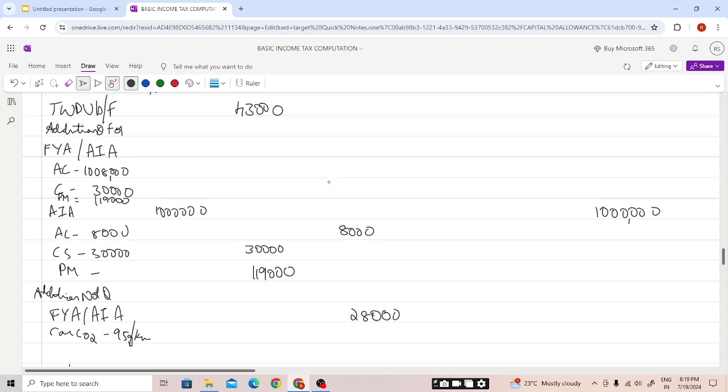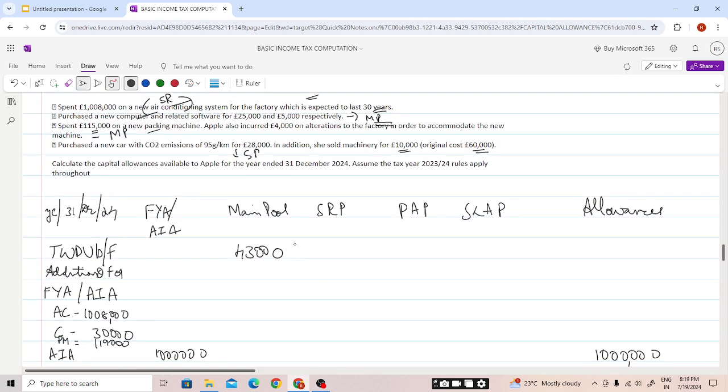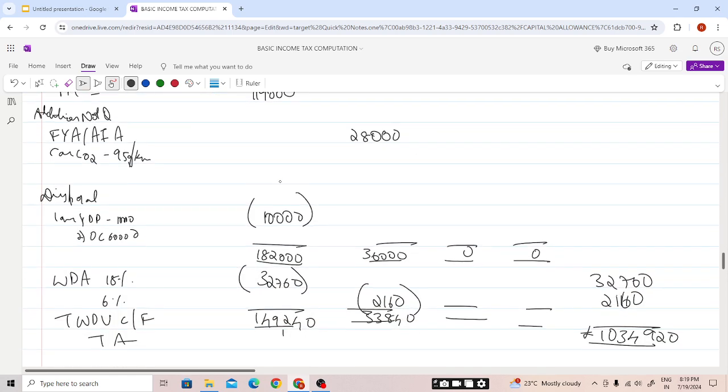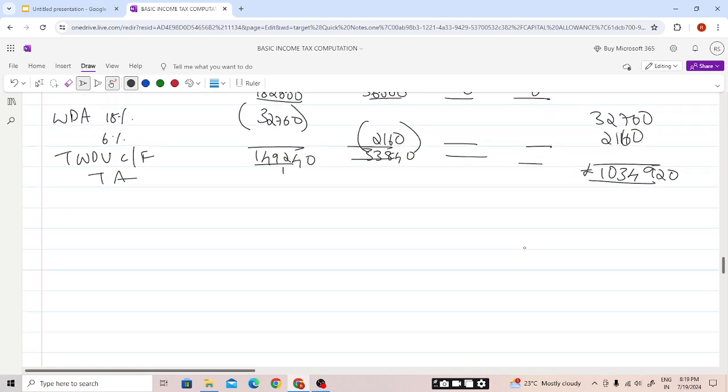When coming to the special rate pool, first we need to classify the items which belong to the special rate pool and main pool. And first AIA should be given to the special rate pool, and AIA is not available on cars. I hope this topic is also clear, students. This is the total allowance we can claim.